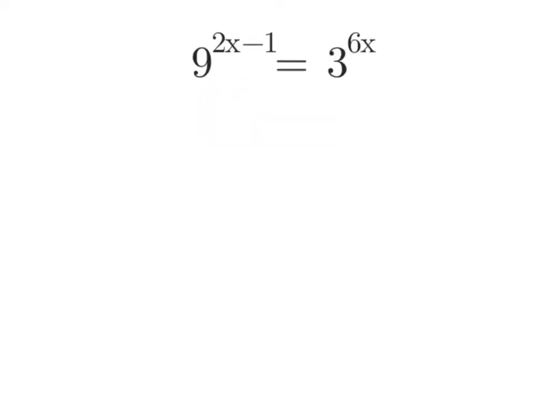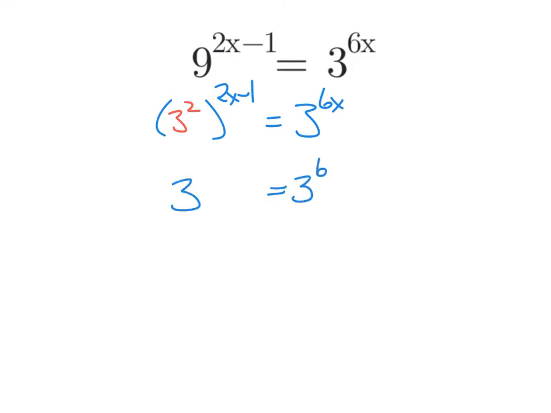How about 9 to the 2x minus 1 is equal to 3 to the 6x? Now we have the variables on both sides of the equation, but the plan is still the same. Get the bases to be equal to each other. So where we have 9 to the 2x minus 1 is equal to 3 to the 6x, we can rewrite 9 as being 3 squared. Now we'll have the same bases, 3 over here and 3 over here.